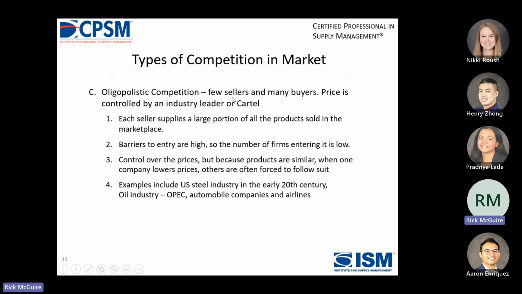Oligopolistic competition is there's only a few sellers and there's many buyers. And the price is controlled by industry leaders or cartels. This is the oil markets worldwide. Barriers to entry are high, which limits the sellers. Examples are US Steel in the early 20th century, OPEC, automobile companies and airlines.